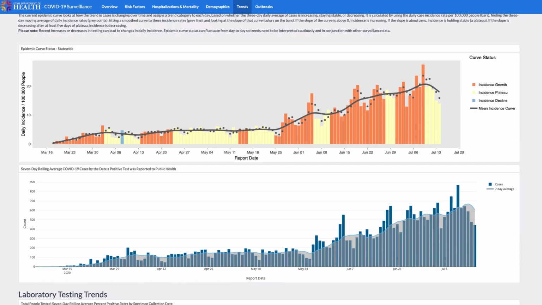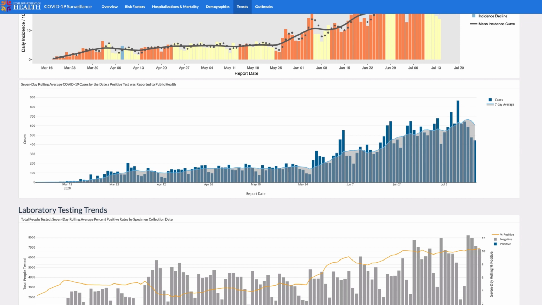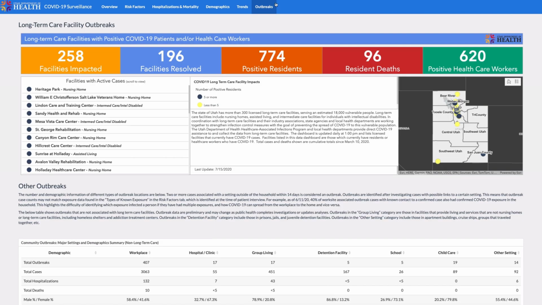Moving to the Trends page, while not new to this version of the public dashboard, the 7-day rolling average charts show the average number of total cases by day and the average percent of positive laboratory results over the most recent 7-day period. This is valuable information for evaluating the current status of what is happening in Utah. There are no changes to the Outbreaks page.